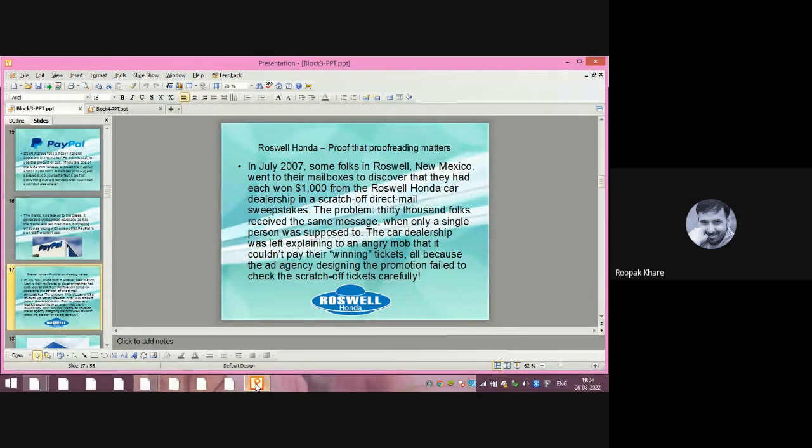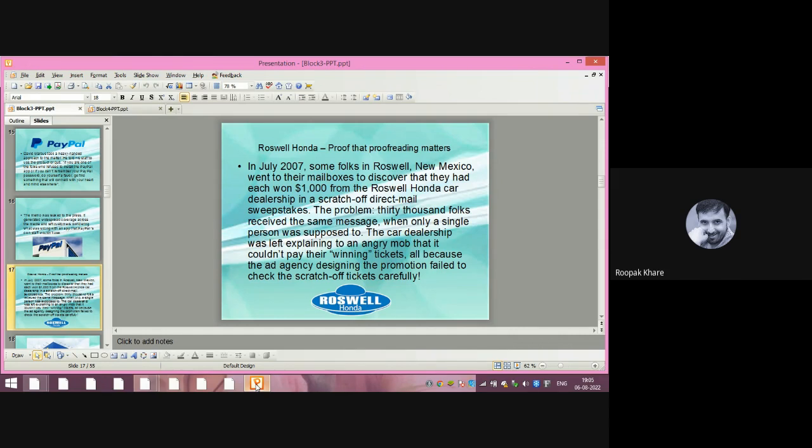There were around 30,000 people who received the same message. Everybody got a car. Oh my God. The car dealership was left explaining to an angry mob. Everybody came there and said, see, we have got this, now we claim, give us a car. 30,000 people claiming a car. The dealership couldn't pay their winning tickets. The company was in a dilemma now. How do they explain it? All because the ad agency designing the promotion failed to check the scratch-off tickets carefully. The company designing the tickets should have checked their communication before they actually released it, and hence this problem came up.